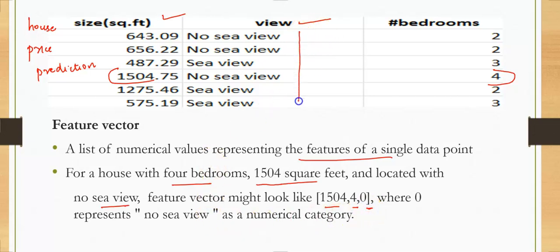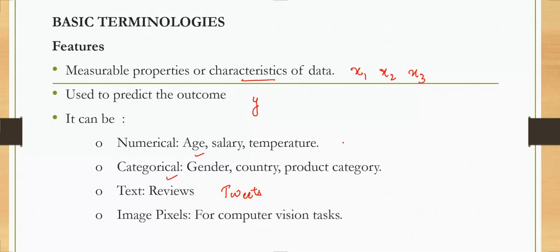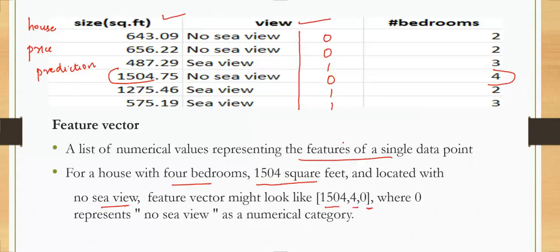That means this feature, that is view, can be written so that no sea view is categorized as 0 and sea view is categorized as 1. So it's a categorical variable. It can be represented as 0 or 1. Hope this is clear to you. So we have learned features, that is the basic properties, and they are represented as a vector, known as the feature vector. The feature vector is for a single data point. That's important: all the features combined for a single point form the feature vector.